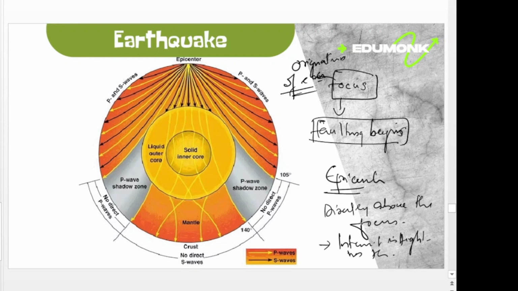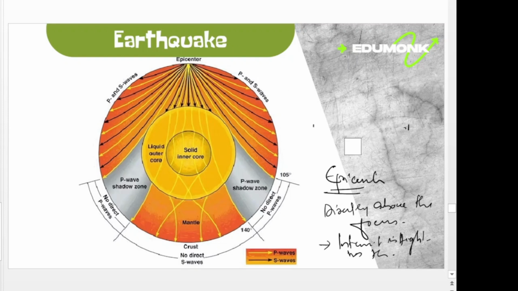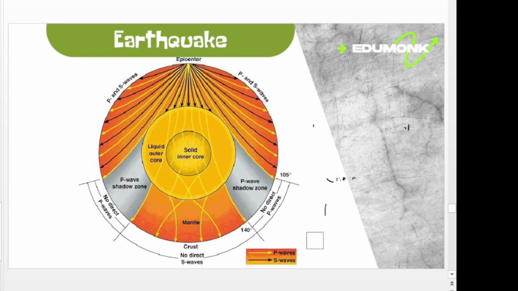Okay, then earthquake focal point and epicenter. In this figure, this may be the focus of an earthquake. The epicenter should be this place. So maximum intensity of the earthquake will happen in this region. From here, the seismic waves pass through different directions. Then we can move to what are the seismic waves.